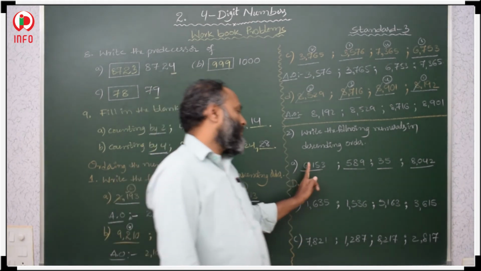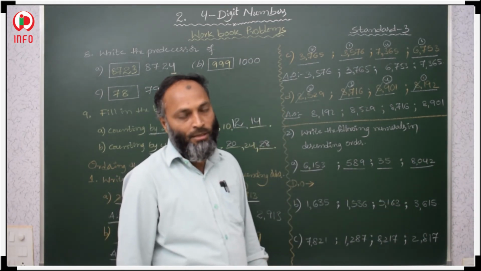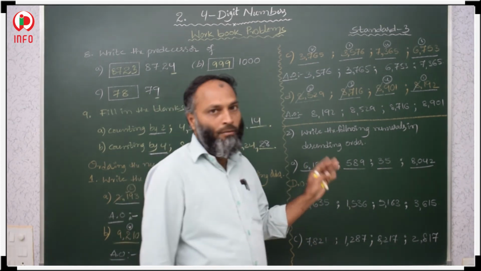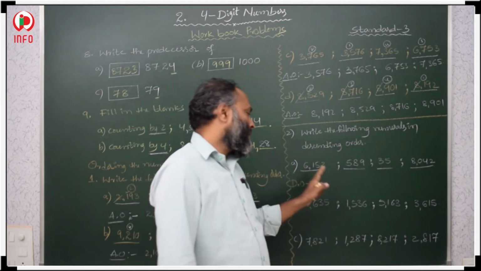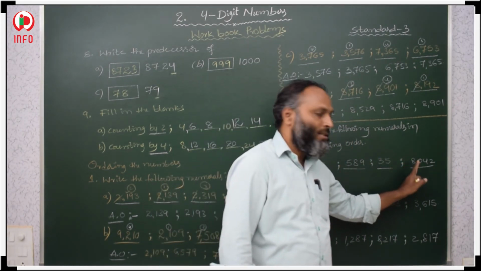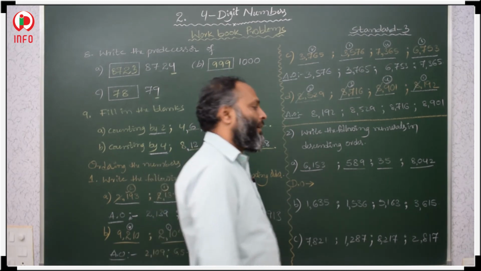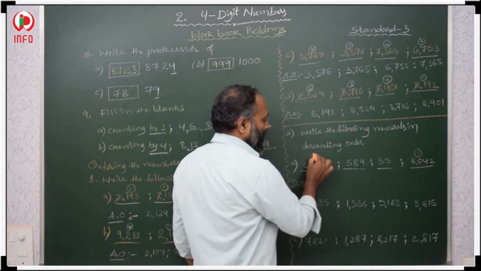Among these bigger numbers, first we have to compare the two 4-digit numbers. Here how to compare? We start the comparison from the thousands place. What is there in the thousands place? 6 is there, and 8 is there. Between 6 and 8, which one is bigger? 8 is bigger. This is in first place, and this is in second place.